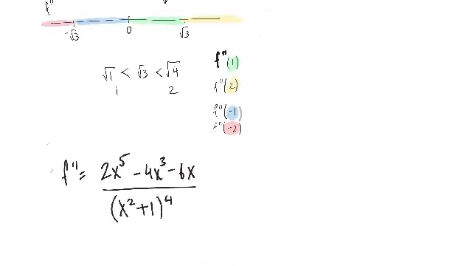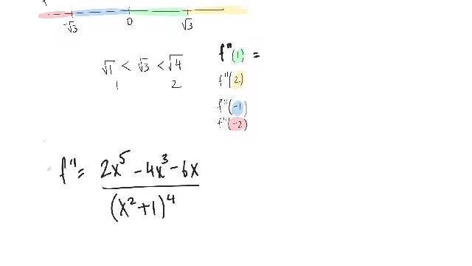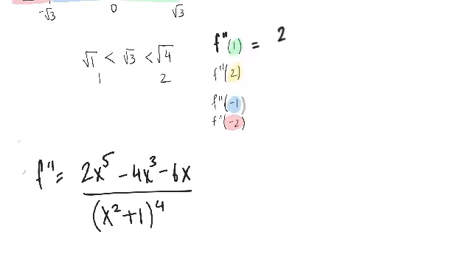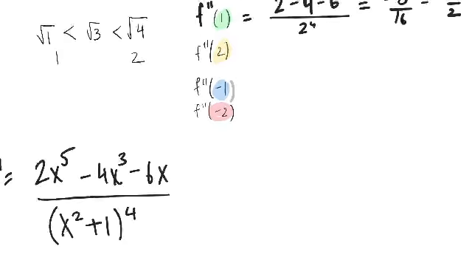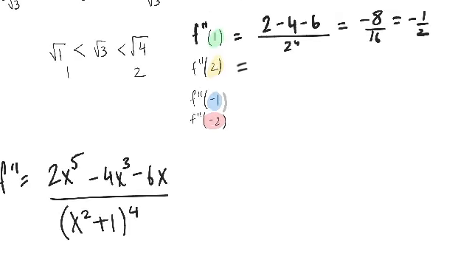Okay, so let's see. If I put in 1, I'm doing all this to make sure you realize you have to do this without a calculator, right? I mean, it's not that much easier with a calculator, but okay, 2 minus 4 minus 6 over 2 to the fourth, and that's 2 minus 10, negative 8 over 16, and negative a half. Then f double prime of 2, we would do 2 to the fifth is 32.